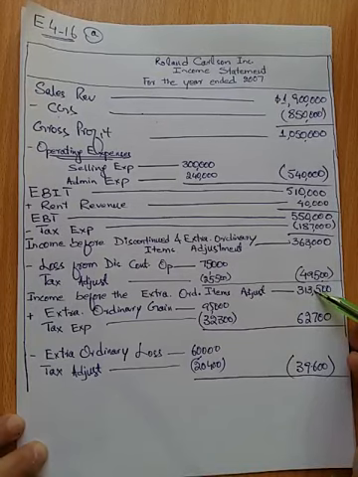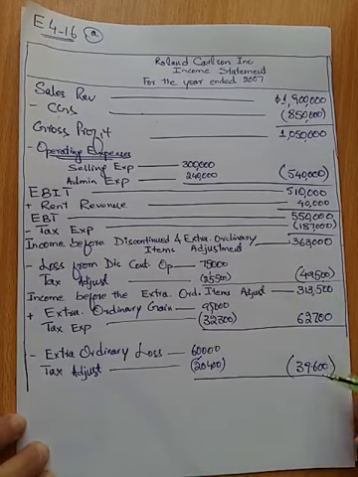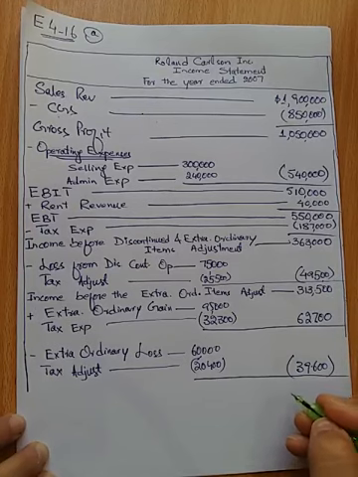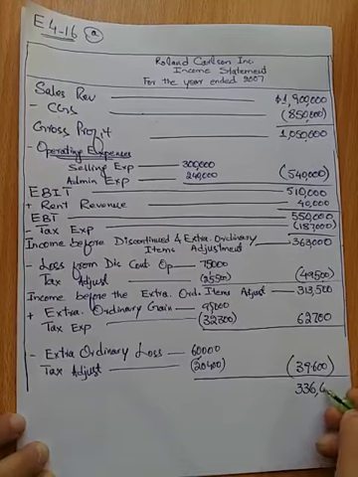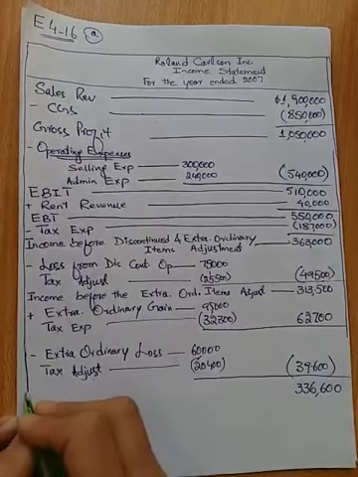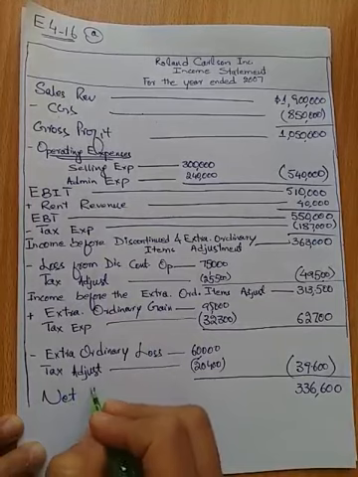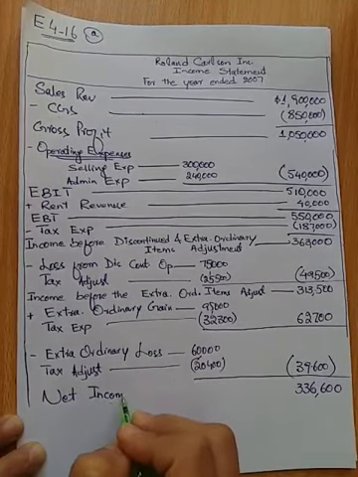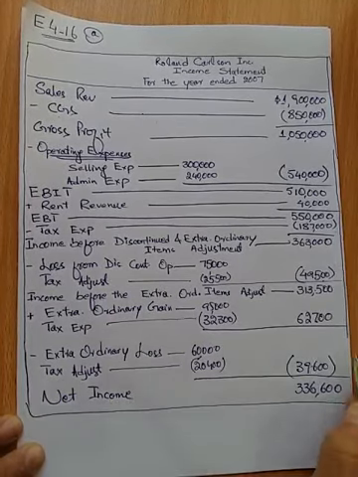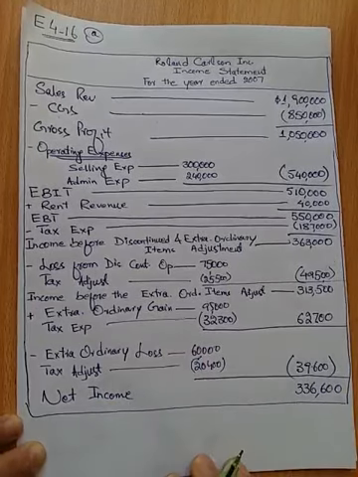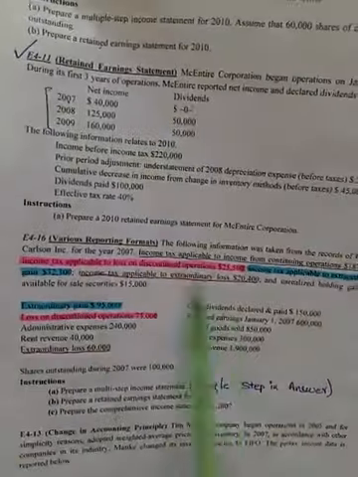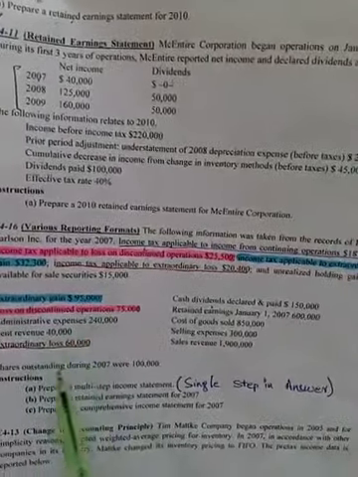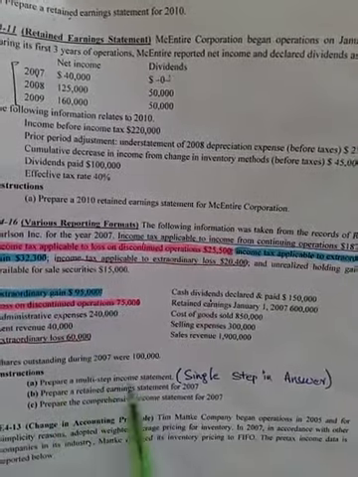So 3,13,500 plus 62,700 minus 39,600. This will give us a figure of 3,36,600. Now very confidently we can call this our net income. Okay, so this is our income statement using the discontinued and extraordinary items here. If you see here, the majority of the portion is done actually, and that's the multi-step income statement.